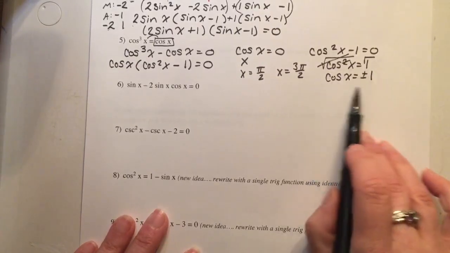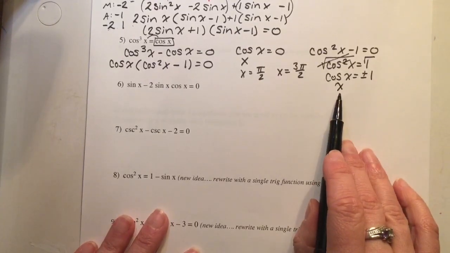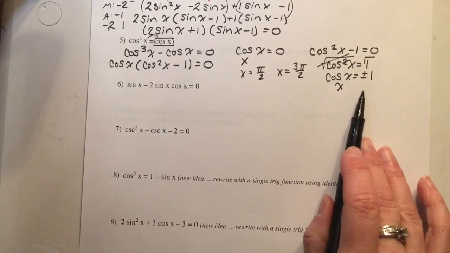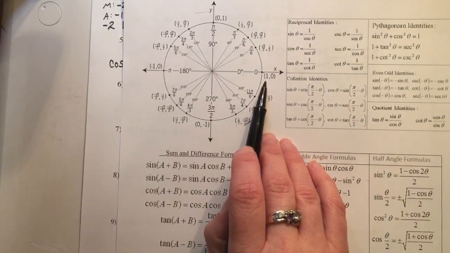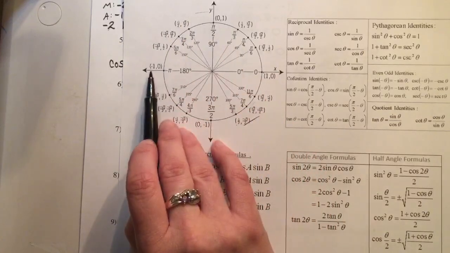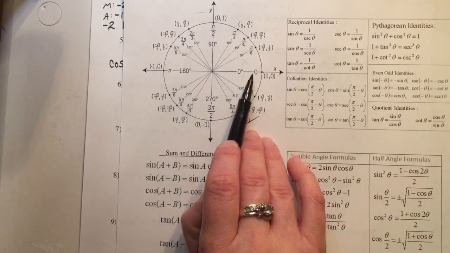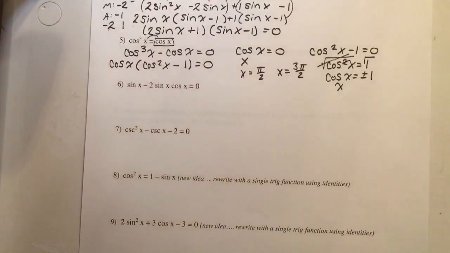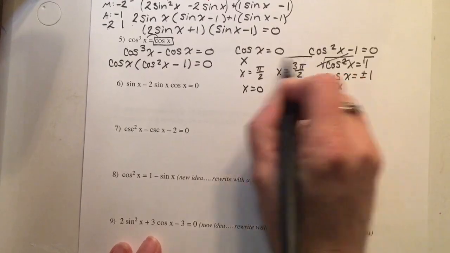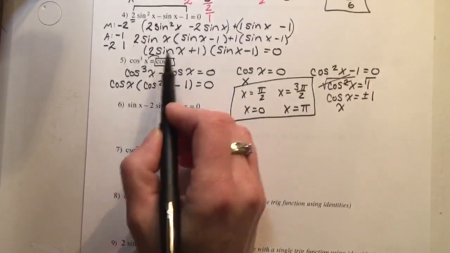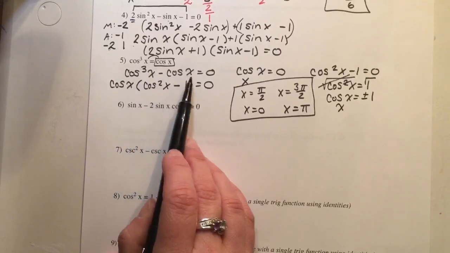So now I'm looking on the unit circle. Where is the cosine, which is the x value? Where is the x value a positive or a negative 1? Well, the x value is a positive 1 at 0, and the x is a negative 1 at pi. So that adds two solutions to the equation, 0 and pi. So x equals 0, x equals pi. There are my four solutions to the equation, cosine cubed of x minus the cosine of x equals 0.